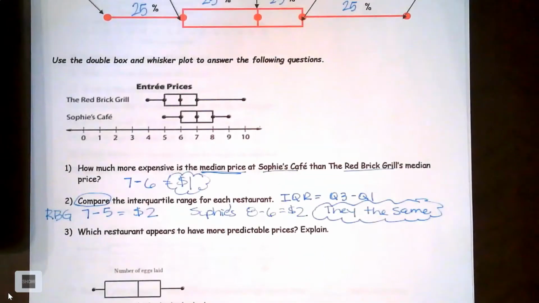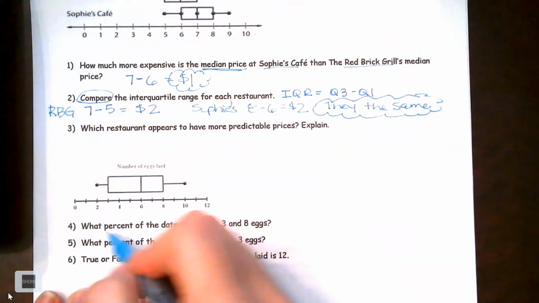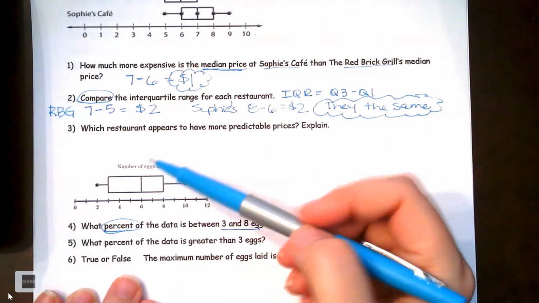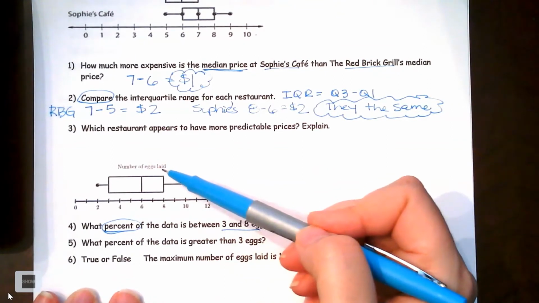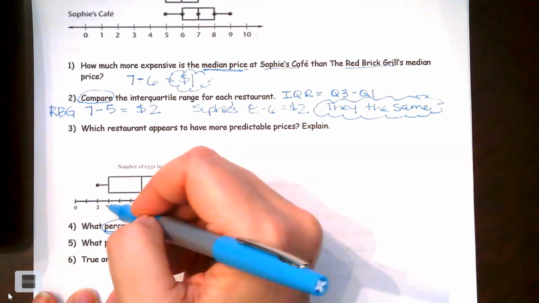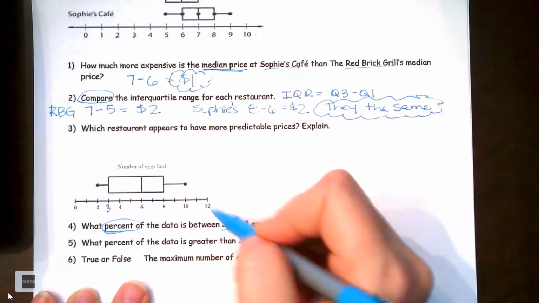about the percentages for this one. Okay, so let me move this so we can see the bottom of our page a little bit better. Maybe not. All right. What percent of the data is between 3 and 8 eggs? So we're talking about the number of eggs that are laid. What percent of the data is between 3, so this is 3, and this one is 8. So that would be the interquartile range. So what percent is that?